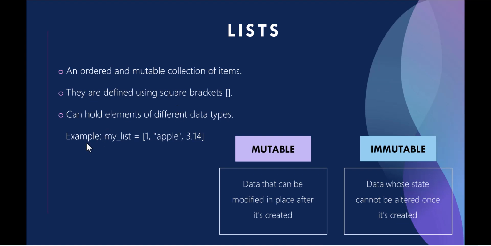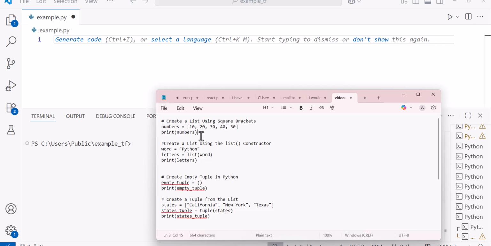Now I'll explain these points in this example. The name of the list is my list. This has an integer, a string and a floating number. As this point says, it can hold any data types, it is defined using square brackets and it is collected in an order.